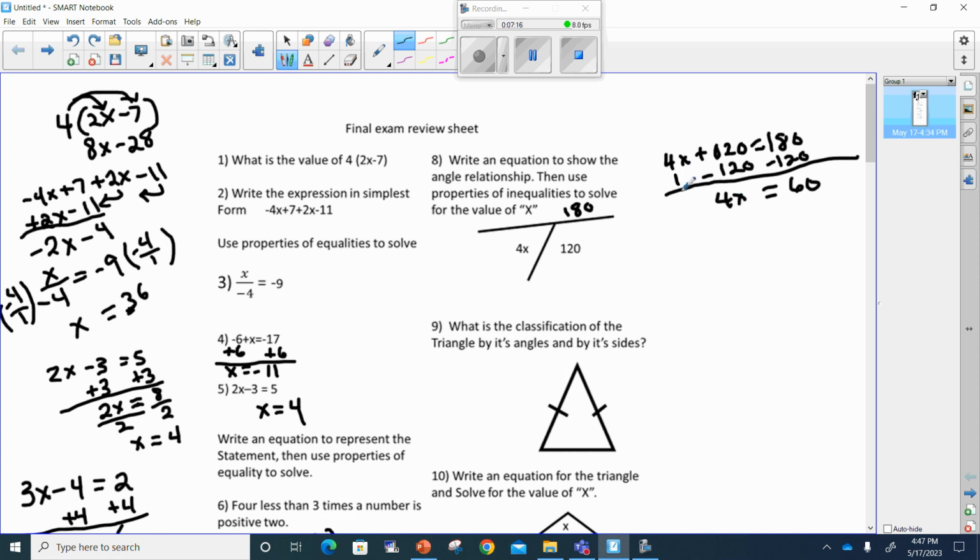Remember, my 4x comes down. I didn't do anything with it up here. I have to divide 4x by 4 to get x by itself. And whatever I divide on one side, I do to the other. 60 divided by 4 is 15. So my answer must be 15.